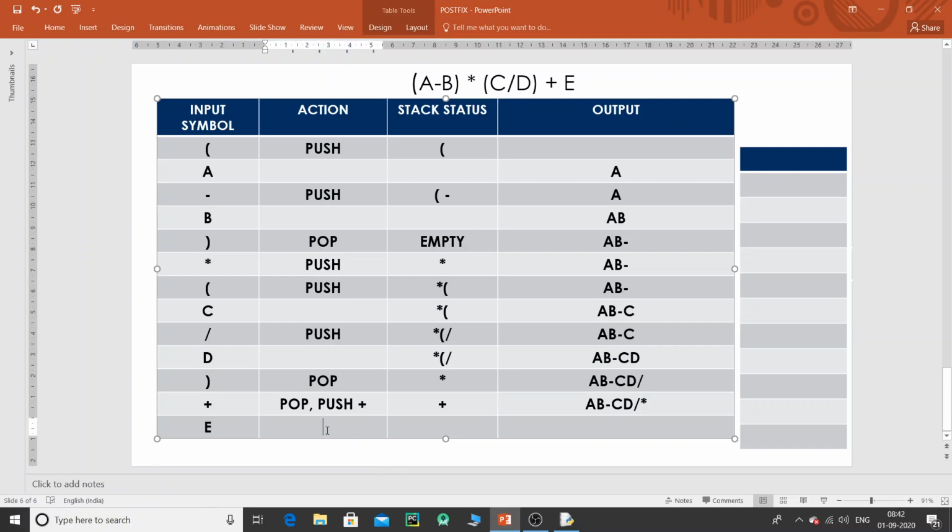Okay, now the next expression that we have is what? E. So E, I'm not going to do anything, there is a plus operator, and I'm going to write that as AB minus CD divide and then the multiplication, and then there's the last step that we have.